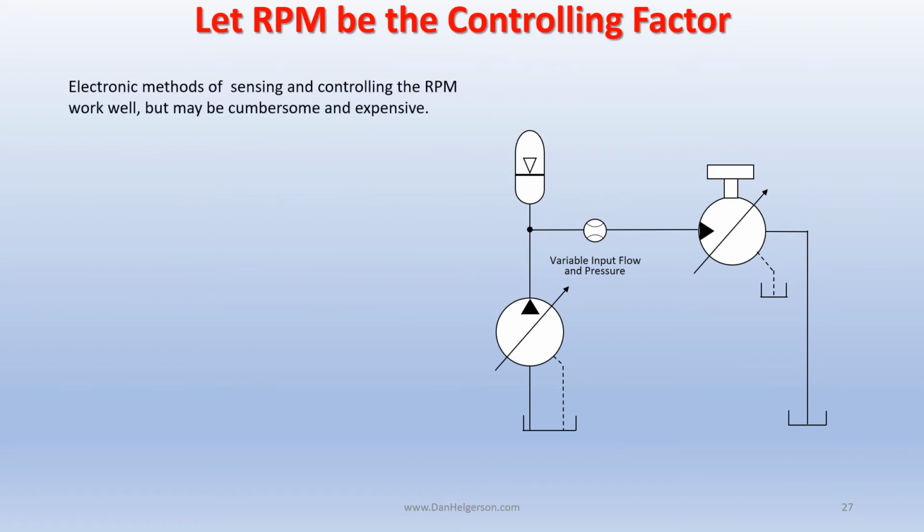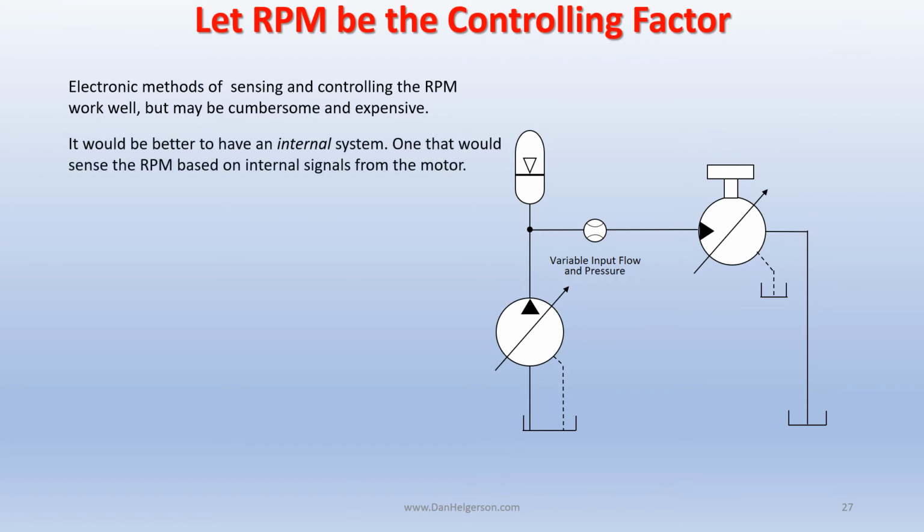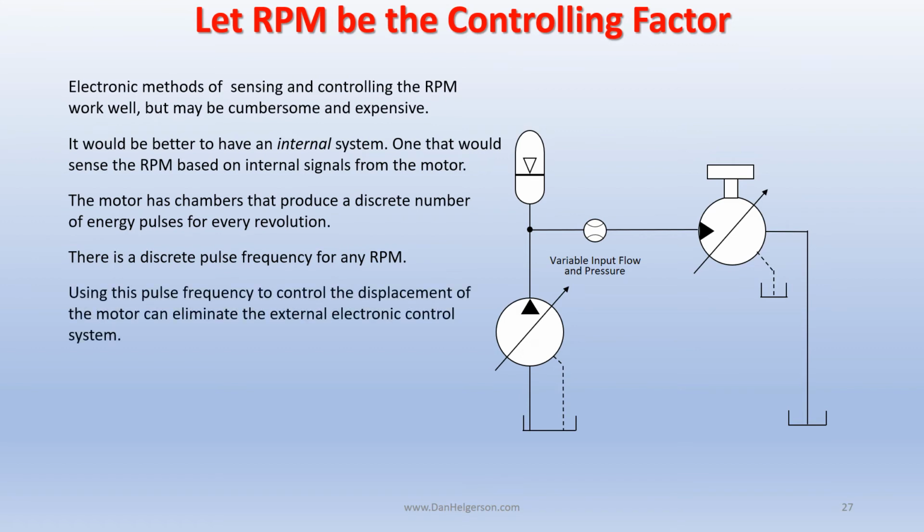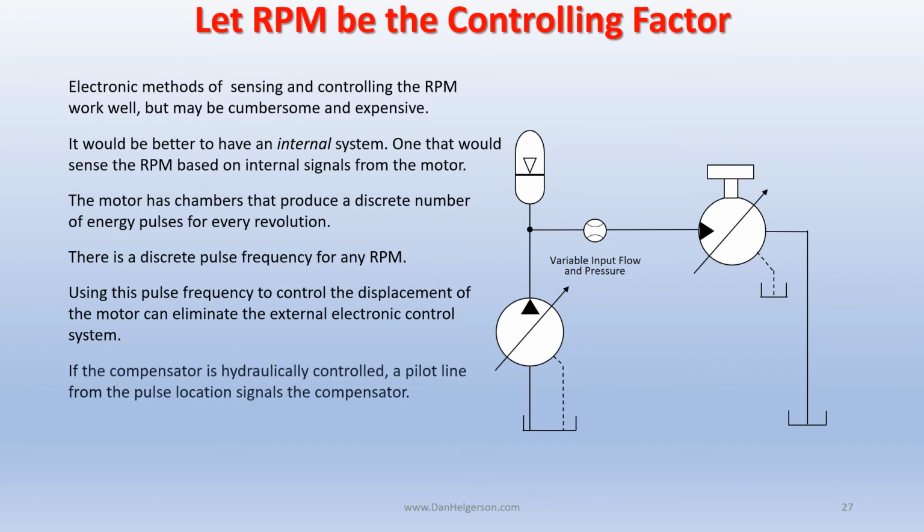Electronic methods of sensing and controlling the RPM work well, but may be cumbersome and expensive. It would be better to have an internal system, one that would sense the RPM based on internal signals from the motor. The motor has chambers that produce a discrete number of energy pulses for every revolution. There is a discrete pulse frequency for any RPM. Using this pulse frequency to control the displacement of the motor can eliminate the external electronic control system.